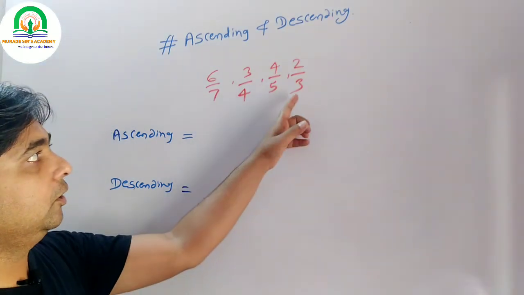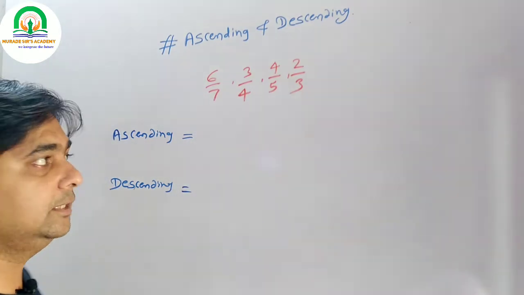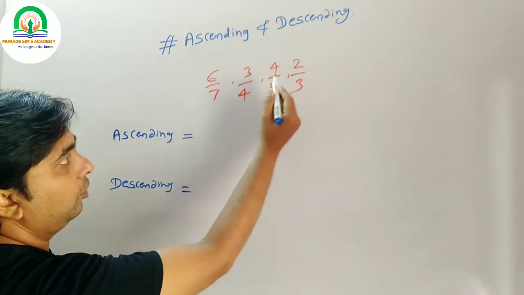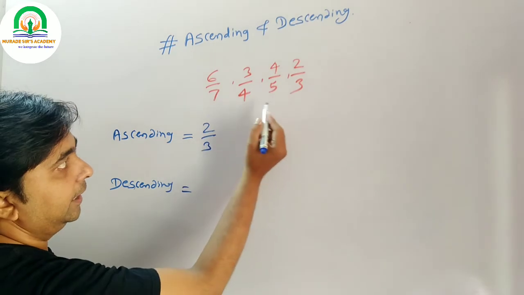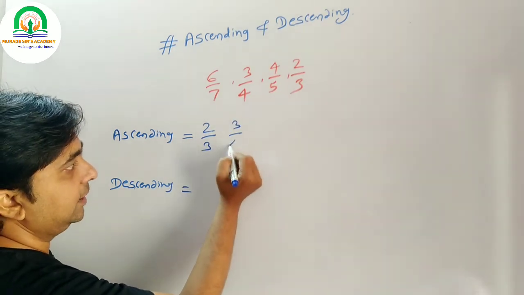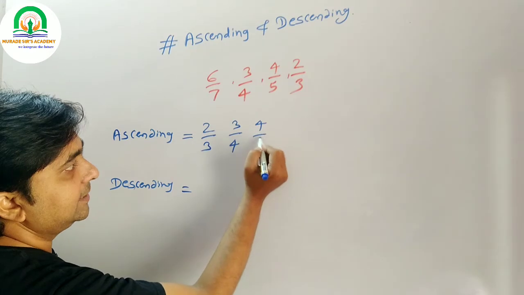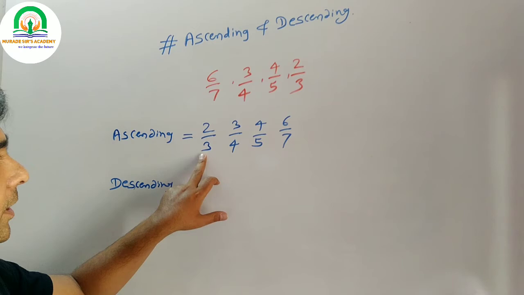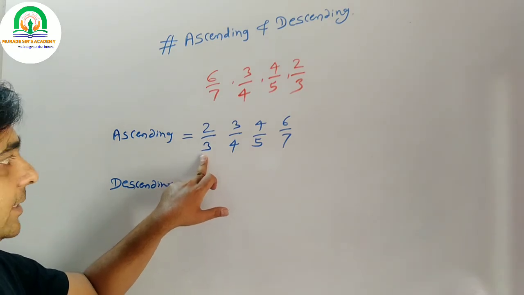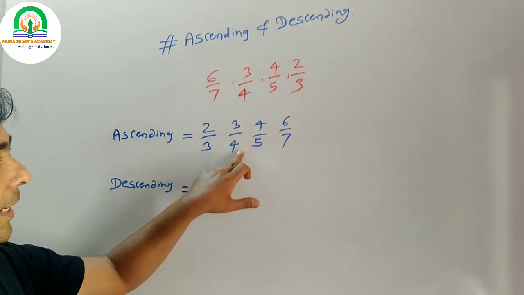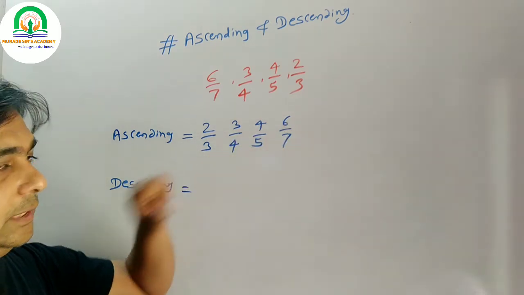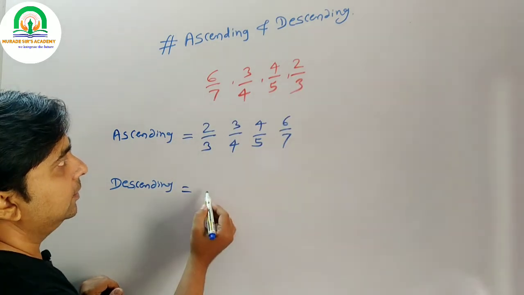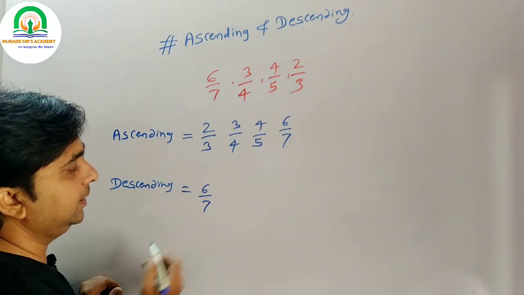So whose denominator is less, that is the lesser number. 3 is less, so the whole fraction is less, then 4 is less, so the whole fraction is less, then 5, and then 7. Okay, 2 upon 3 is less than 3 upon 4, less than 4 upon 5, less than 6 upon 7. And descending means who has the greatest denominator? 7, so the whole fraction is greatest.